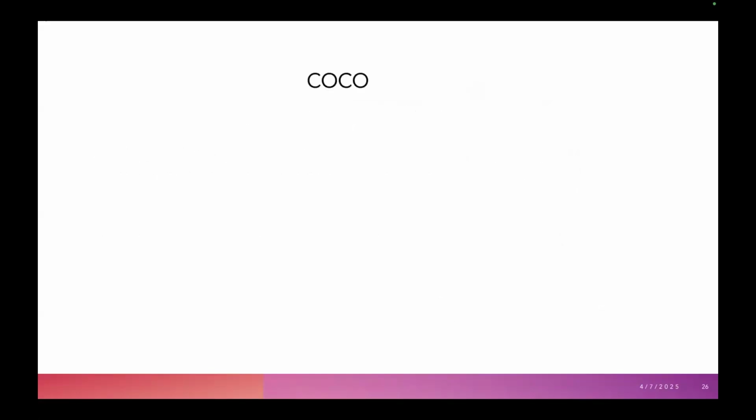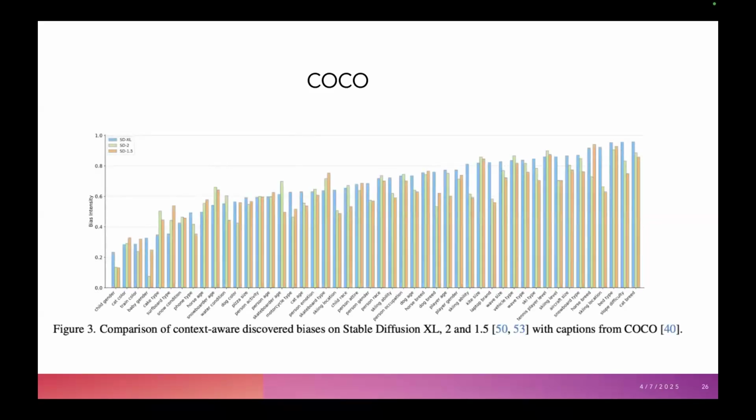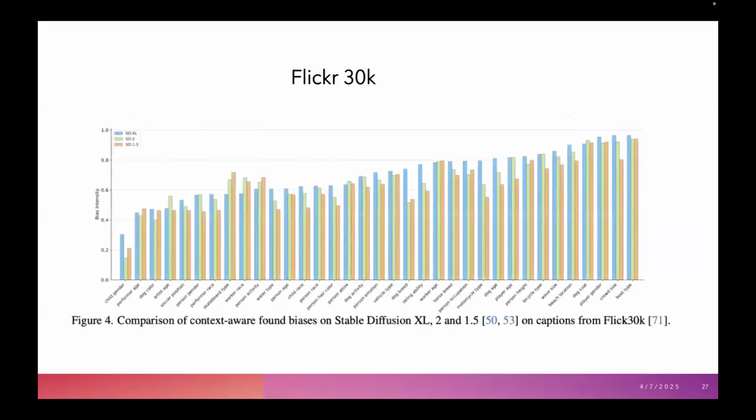Coco is a large data set, so the researchers filtered it to focus only on images where there was a single person in them, resulting in 123,000 captions. The study compares the biases in different versions of Stable Diffusion: version 1.5, shown in orange, version 2, shown in green, and version XL, shown in blue. We can see that XL generates the highest average bias intensity out of the three for both data sets. However, both perform pretty similar in bias intensity.